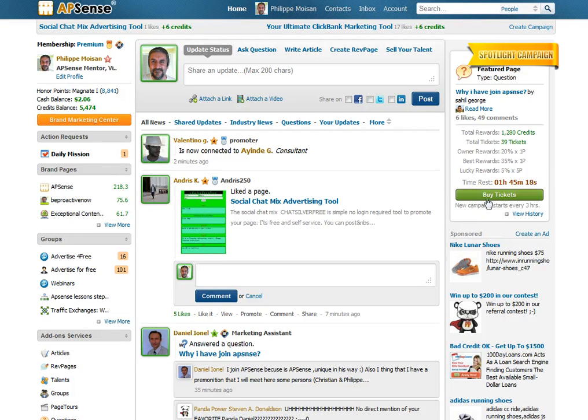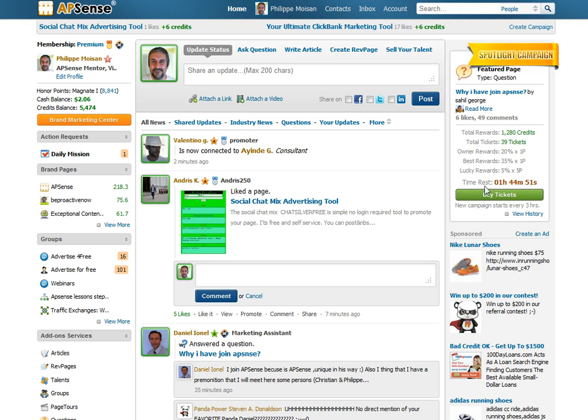So let me get to that. When you buy a ticket, it's not a question of money. It's a question of the credits that you have at APSense. If you buy one ticket, it will cost you 20 credits. So here we can see total rewards, 1,280 credits, and 39 tickets were bought. When the campaign starts, it starts at 500 credits minimum, and then it goes up as people buy tickets.